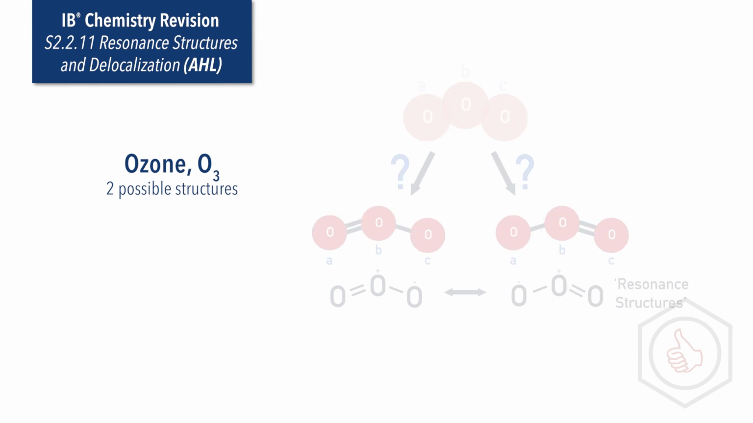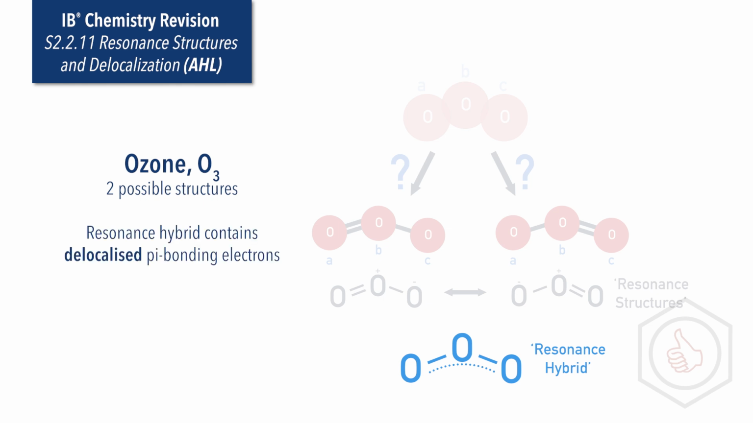Now, the actual structure of ozone will be a resonance hybrid of these 2 structures, where the double bonding electrons from each are actually spread out across the 3 oxygen atoms. As a result, all the bond lengths in ozone are equal and have the same strength. Whereas if there were actually single and double bonds, we'd expect different bond lengths in the molecule.